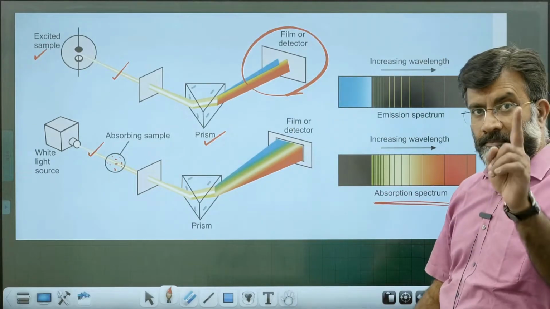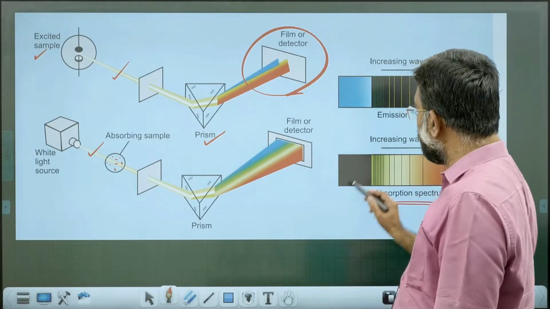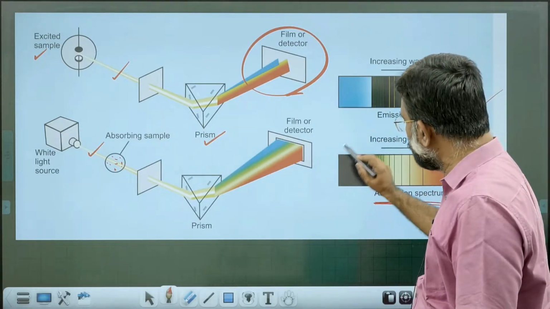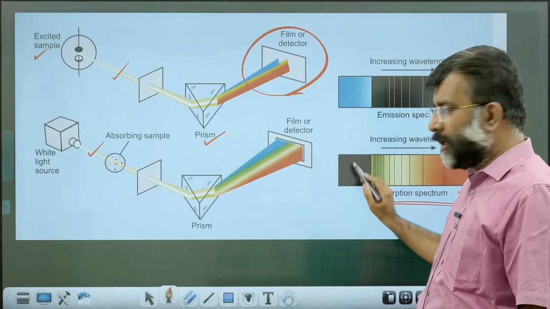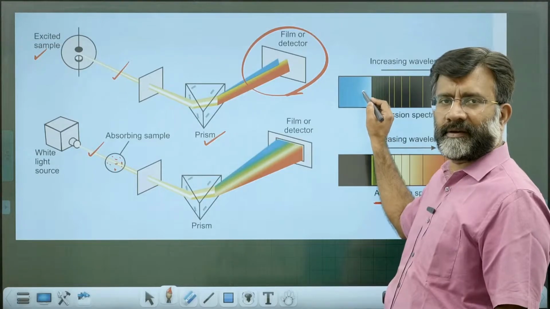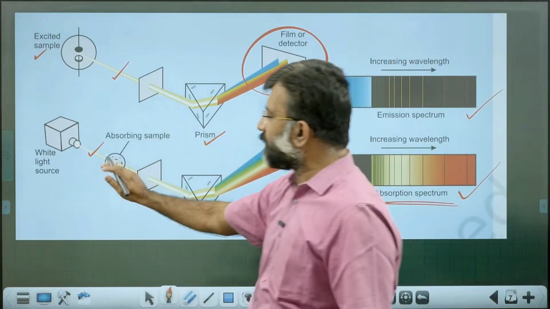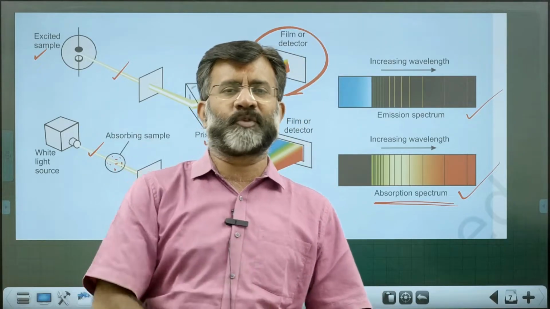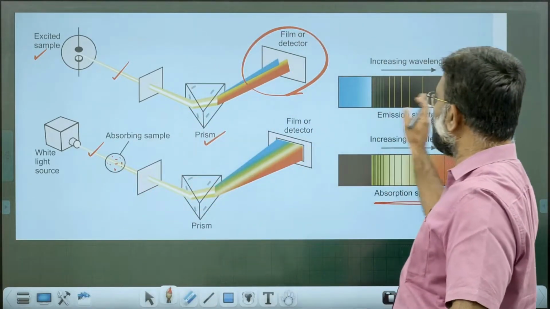That means the entire region missing here will be reproduced here. You see the bluish region is missing. That region is coming here. So whatever is absorbed here is emitted here. So the previous one is called the absorption spectrum. This is called the emission spectrum.